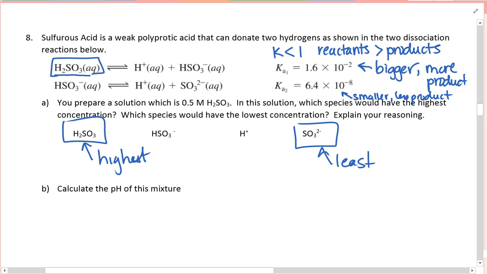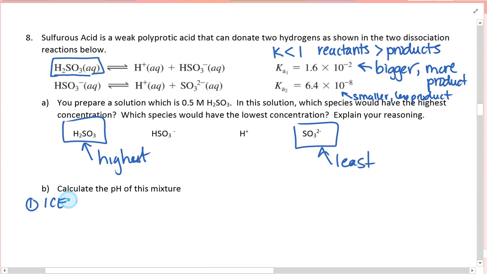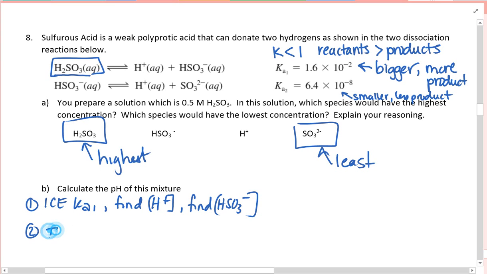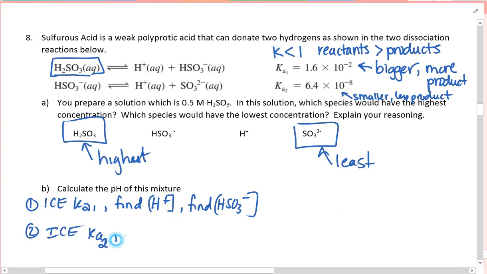And when you find the pH of the mixture, there's two different ways of doing it. You can make it into a two-step process. So you could do an ice chart for your Ka1 and then find your H plus concentration that's made, and then also find the amount of HSO3 that is made. And then you can take that HSO3 value and do a second ice chart for Ka2, using the amount of HSO3 you just calculated as your starting value, and then you can find how much additional H plus was made from the second reaction.